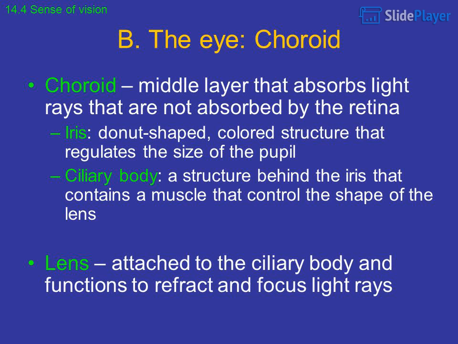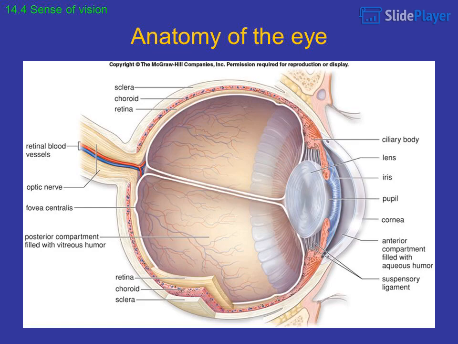B. The eye, choroid. Choroid, middle layer that absorbs light rays that are not absorbed by the retina. Iris, donut-shaped, colored structure that regulates the size of the pupil. Ciliary body, a structure behind the iris that contains a muscle that controls the shape of the lens. Lens, attached to the ciliary body and functions to refract and focus light rays.